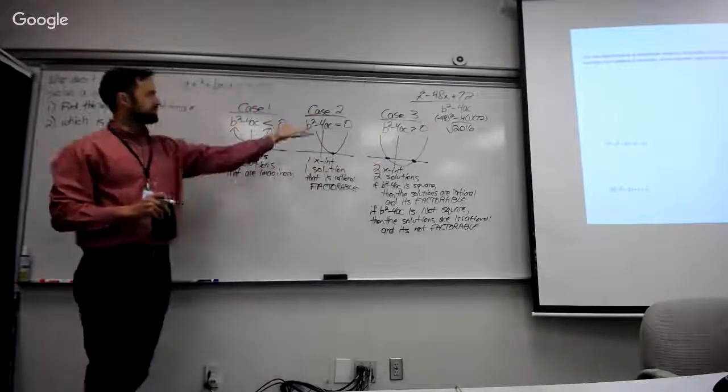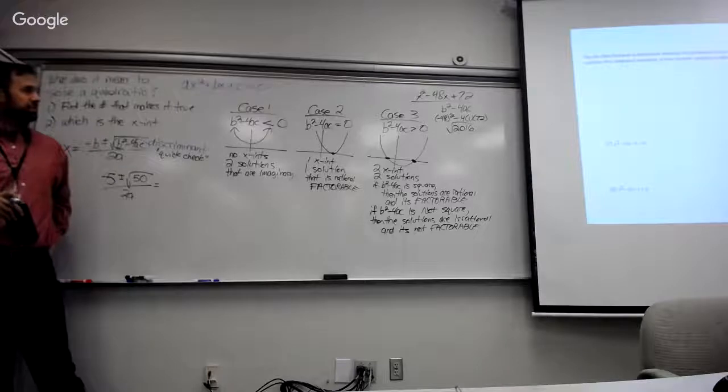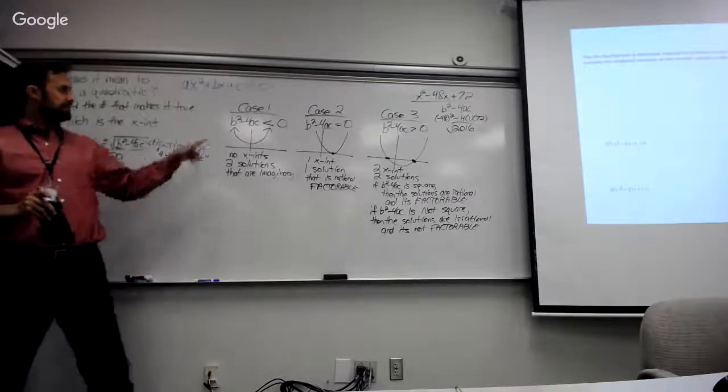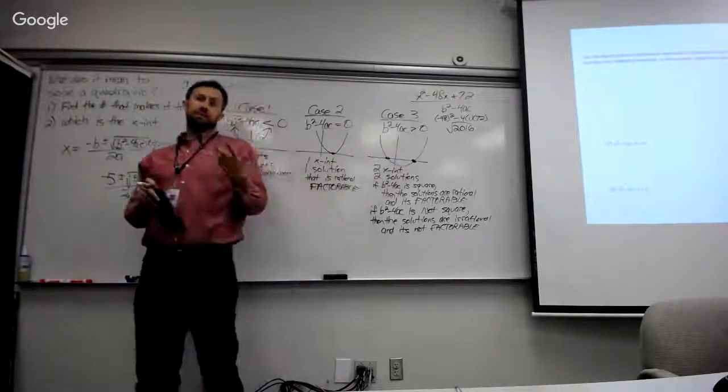So that's what this is all about. B squared minus 4ac allows you to know ahead of time what kind of parabola you're looking at without actually doing the work.